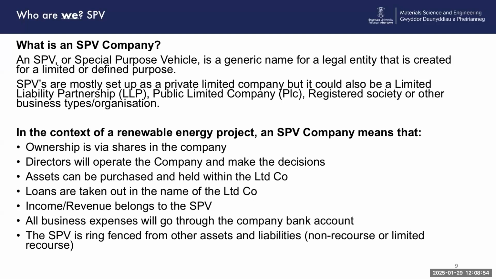There will be a board of directors, and ultimately they'll probably be the people to make decisions. They'll have assets which they will purchase and hold within that company. Loans will be taken out in the name of that company. Any income and revenue will come in and belong to that company and be redistributed. Basically, all the business will go through that company. You'll have accountants, you'll have bank accounts.